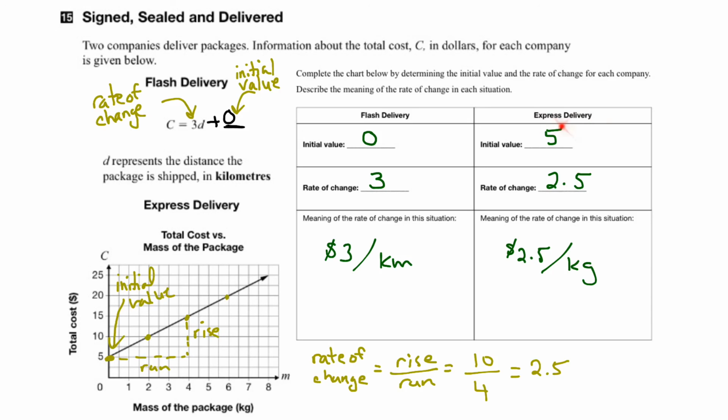Now, for the express delivery service, the cost would be $5 plus $2.50 per kilogram for the package being delivered. So if the package was 100 kilograms, it would be $250 plus 5, or $255. And if the package was 10 kilograms, it would be $25 plus $5 or $30. So this is an example of partial variation.